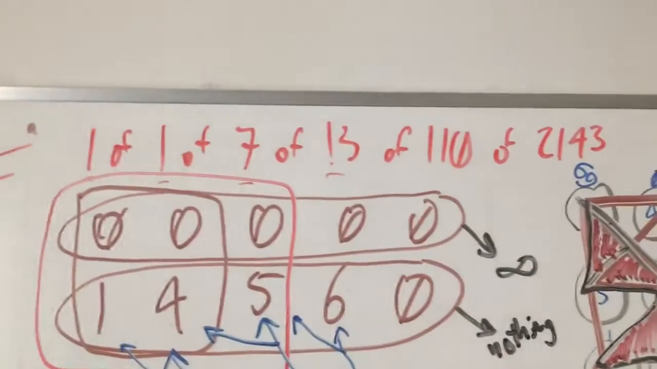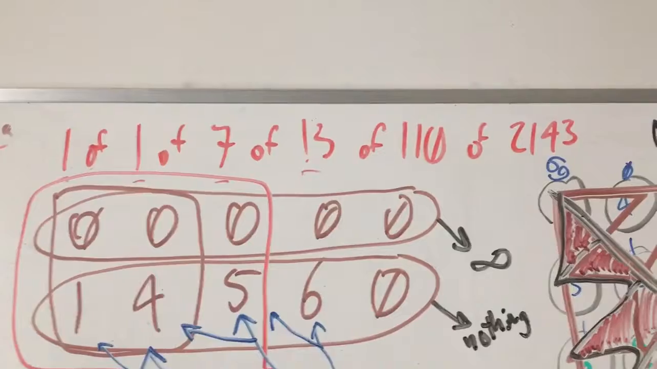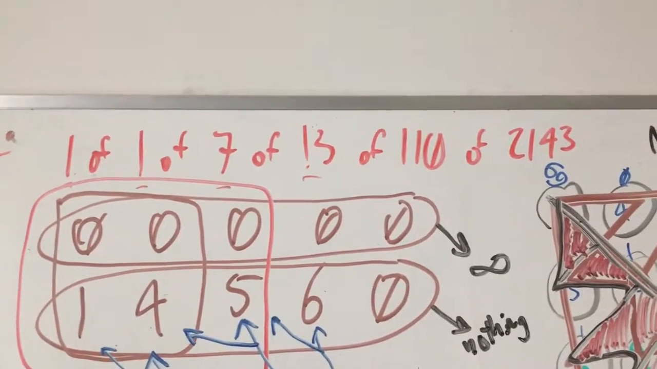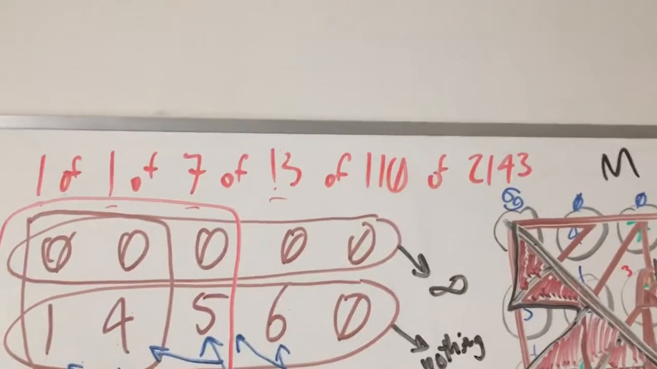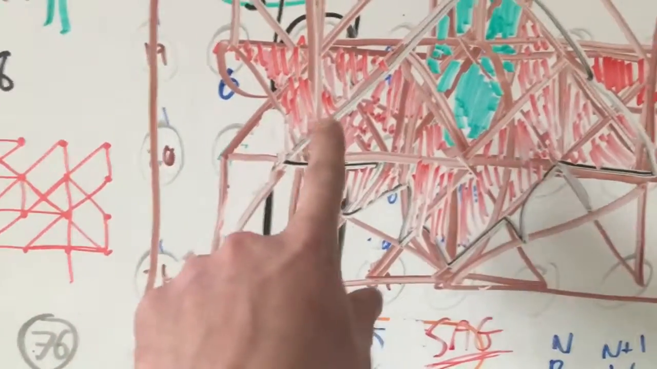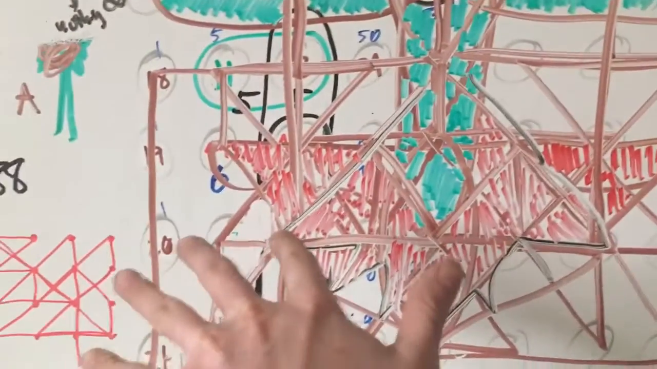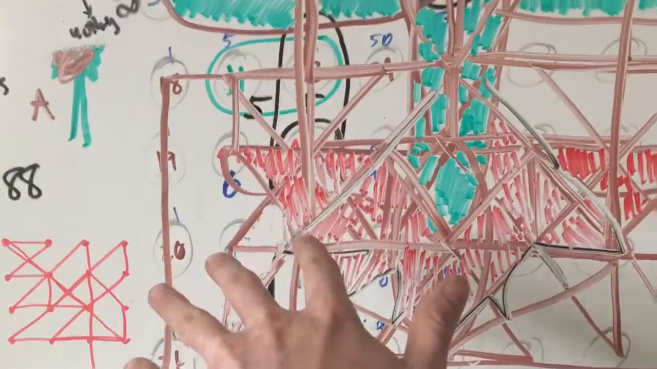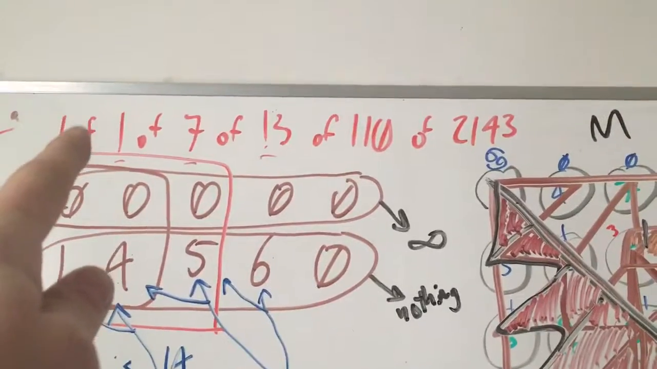Now there's another sequence, 1 of 1 of 7 of 13 of 110 of 2143, which is pretty important in 5-dimensional Earth. It's literally the line that goes from here, here, here, here, here. Okay, it's the 1 by 5. You understand how you see 6 things, because this counts for the circle that goes around it.